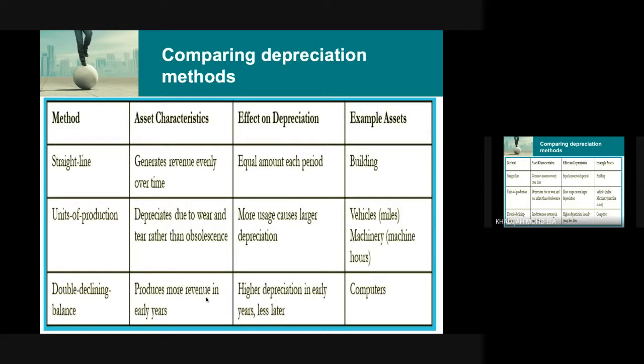Is it the other way around? Oh, double declining balance, that one is reducing balance. All right, double declining balance, it means more revenue in early years, but this one is wrong. Higher depreciation in early years means lower revenue. Later we check on this. Please check on this, double declining balance.